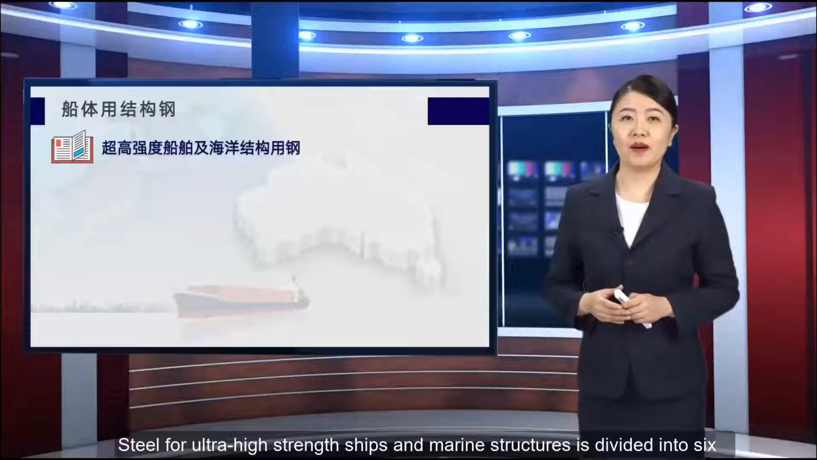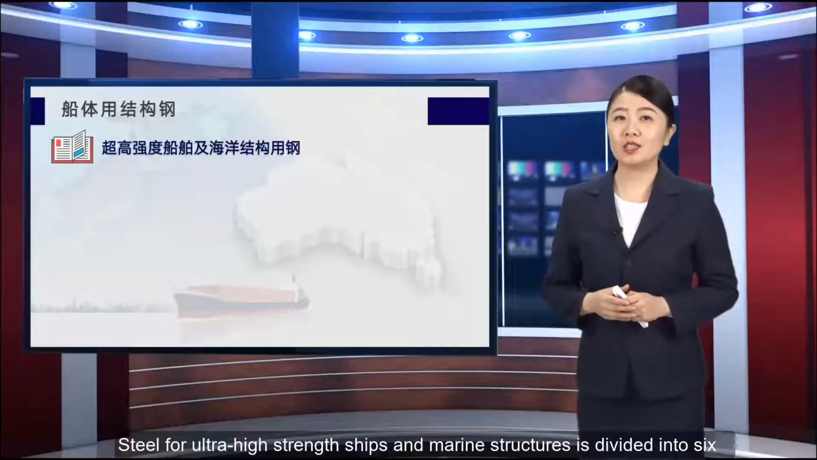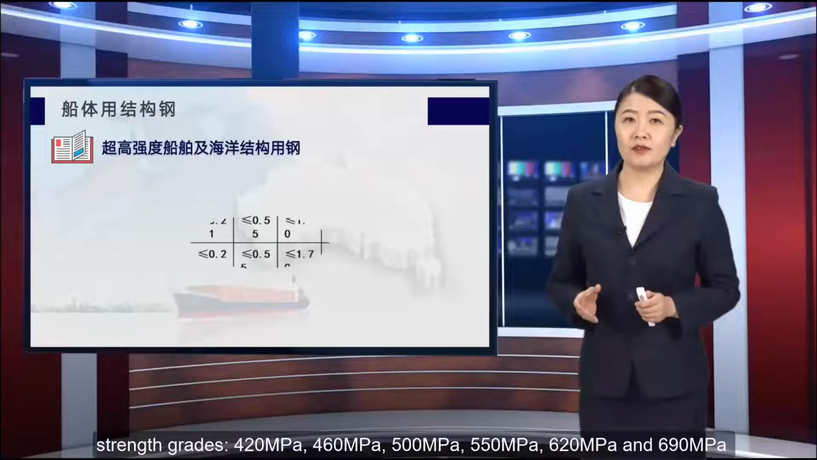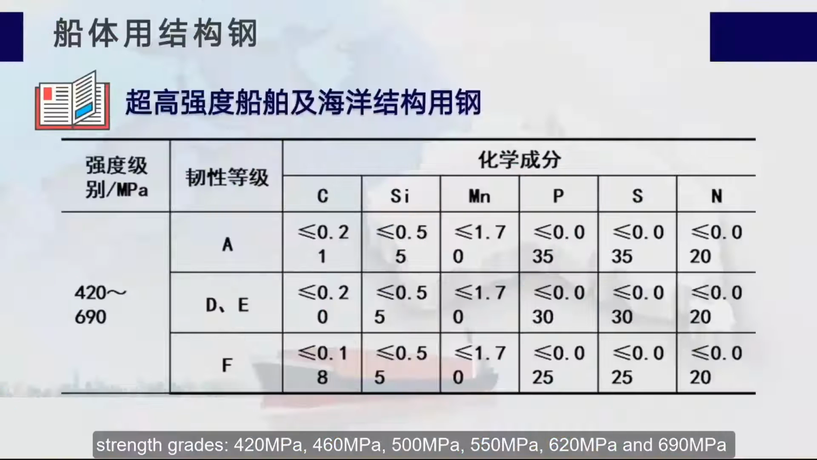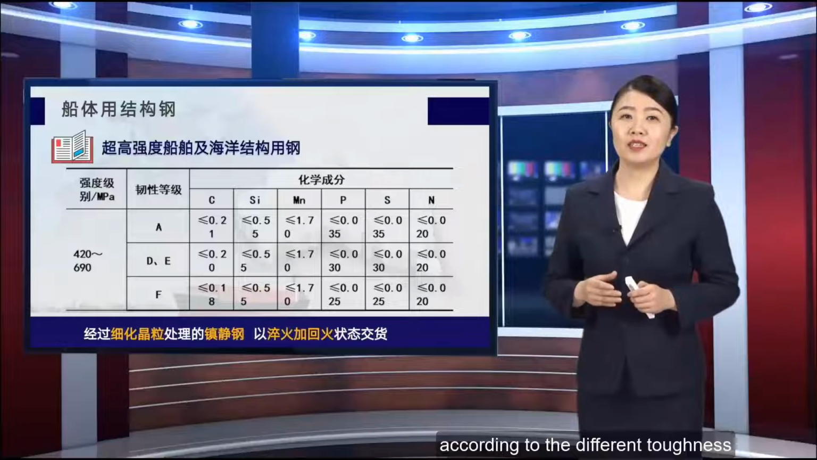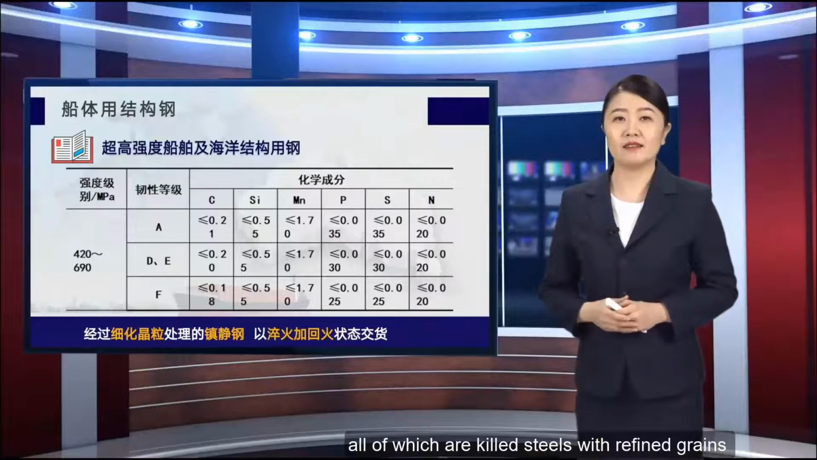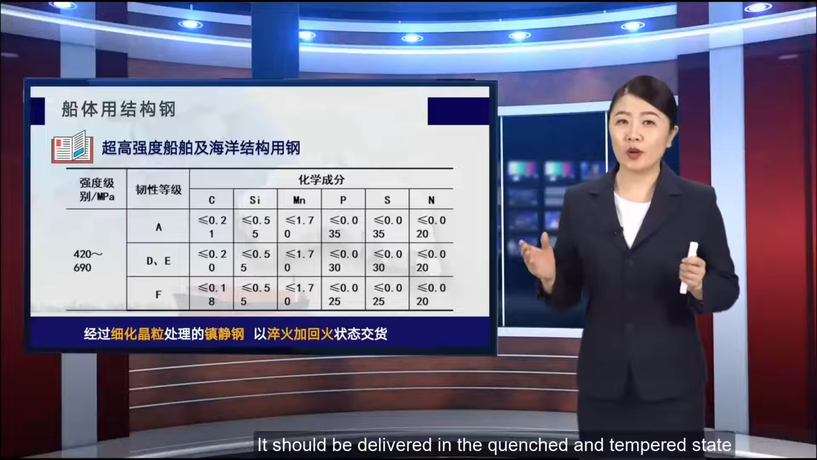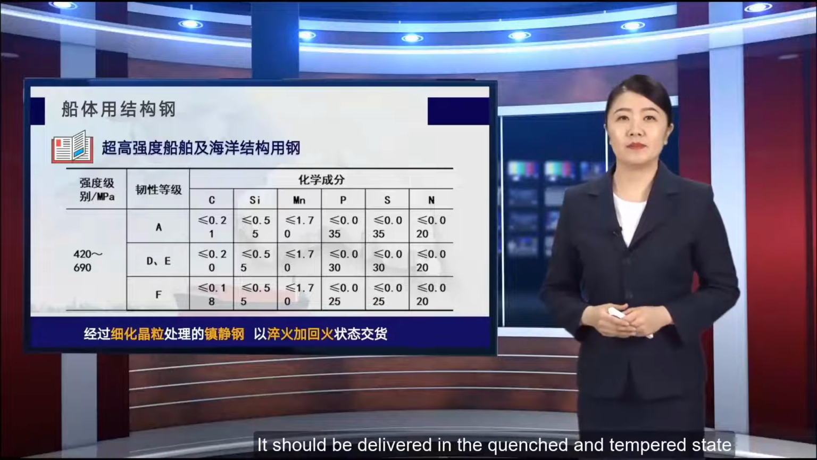Steel for ultra-high strength ships and marine structures is divided into 6 strength grades: 420 megapascals, 460 megapascals, 500 megapascals, 550 megapascals, 620 megapascals and 690 megapascals according to their minimum yield strength. In each strength grade, it is divided into 4 grades A, D, E, and F according to the different toughness, all of which are killed steels with refined grains. It should be delivered in the quenched and tempered state.